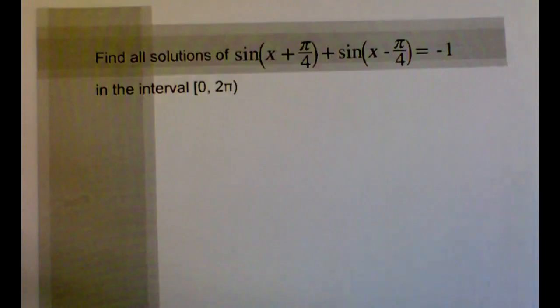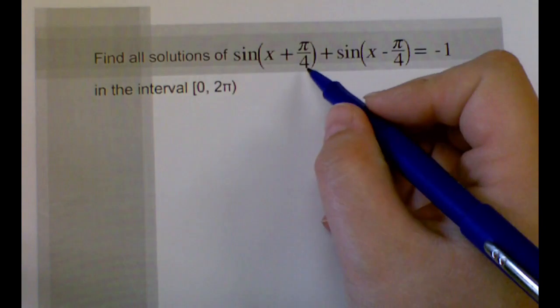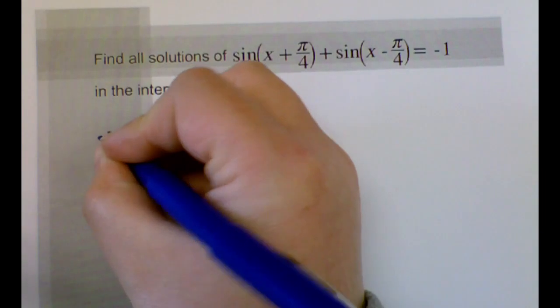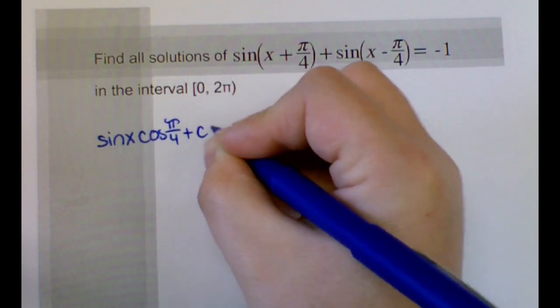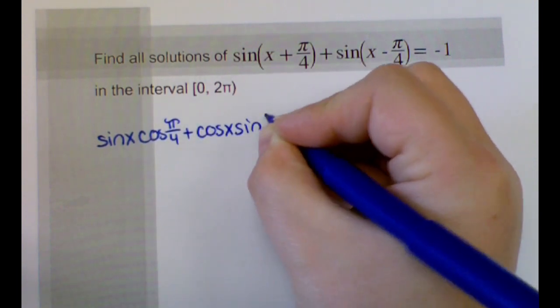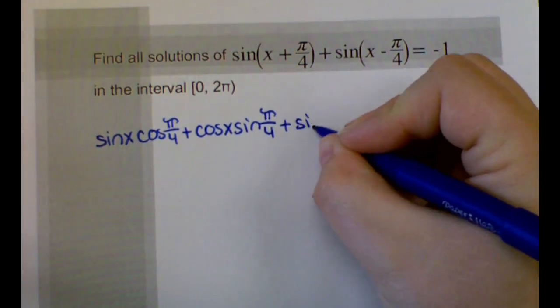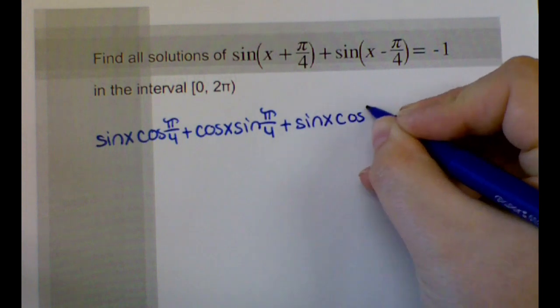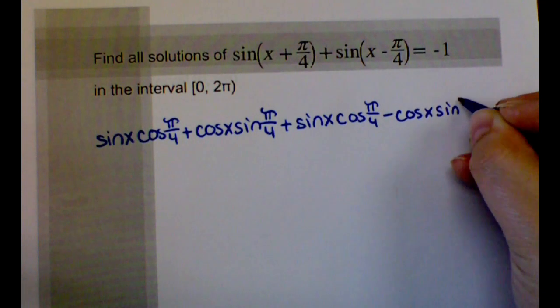Now we're going to use this to solve. In order to solve, we're going to spread these out. We're going to make it look worse and then make it better. So sine of x plus pi over 4: I take sine of x times cosine of pi over 4 plus cosine of x times sine of pi over 4, plus sine of x minus pi over 4, which is sine of x times cosine of pi over 4 minus cosine of x times sine of pi over 4.